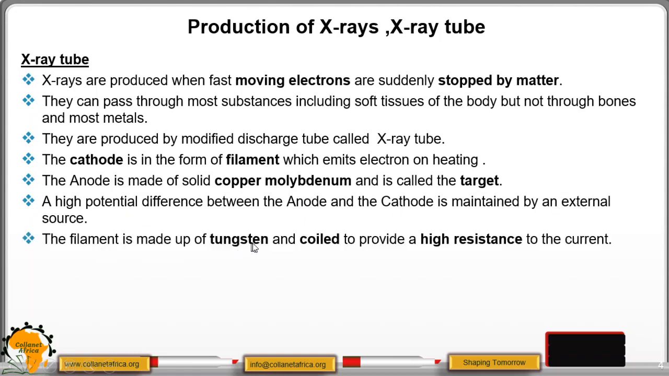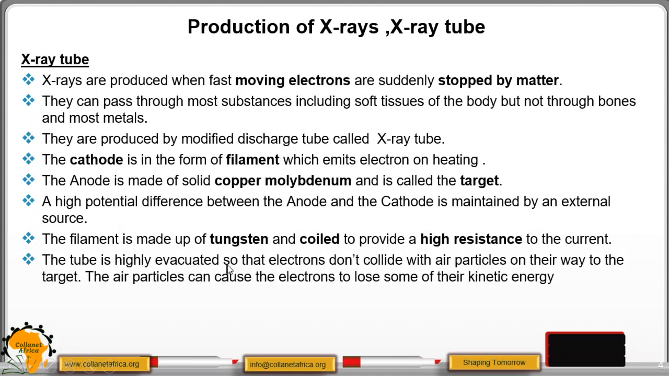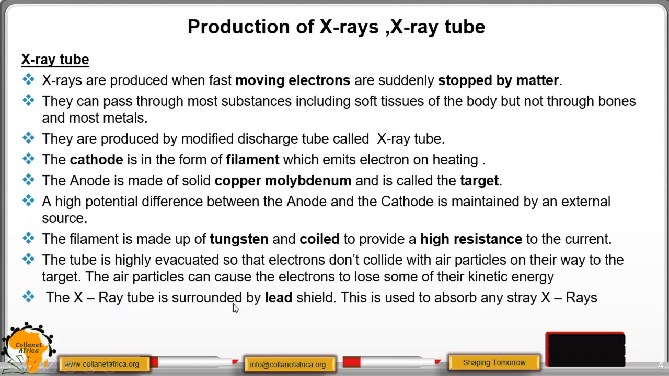Then the filament is made up of tungsten and it is highly coiled to ensure that it provides a high resistance to the current. And when it provides this high resistance, then it will be heated faster. And when it is heated faster, then it will give us more electrons at a faster rate. The tube is highly evacuated so that the electrons do not collide with air particles. If they collide, they will lose some of the kinetic energy. The X-ray tube is surrounded by lead, and this will help us to absorb any stray X-rays.